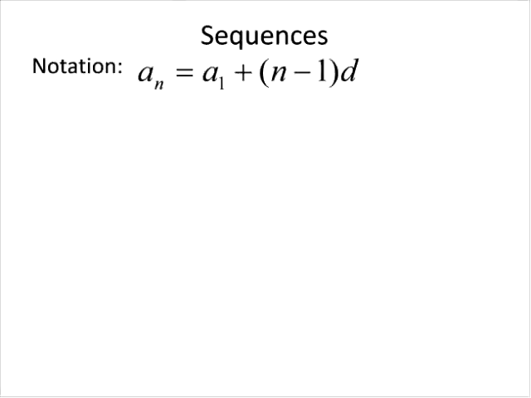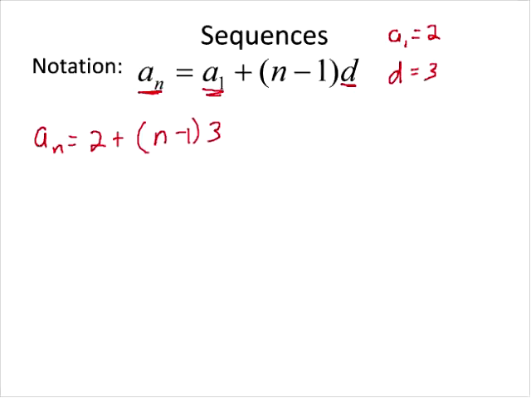So let's look at some notation for this. The general term, a sub n, is equal to the first term plus n minus 1 times d, the common difference. Now, we already know from the previous example that our first term, a sub 1, was a 2, and our common difference, d, was a 3. So our general term, a sub n, should be 2 plus, parentheses, n minus 1 times d, but d is a 3.